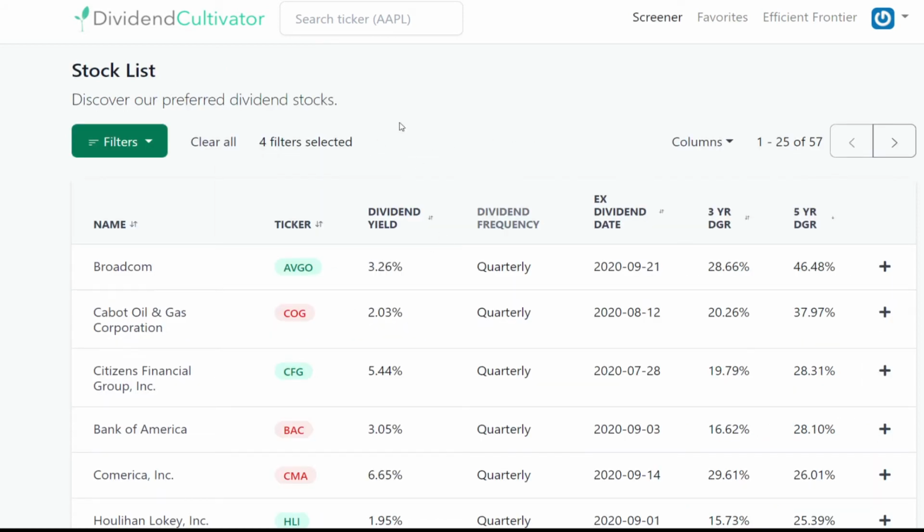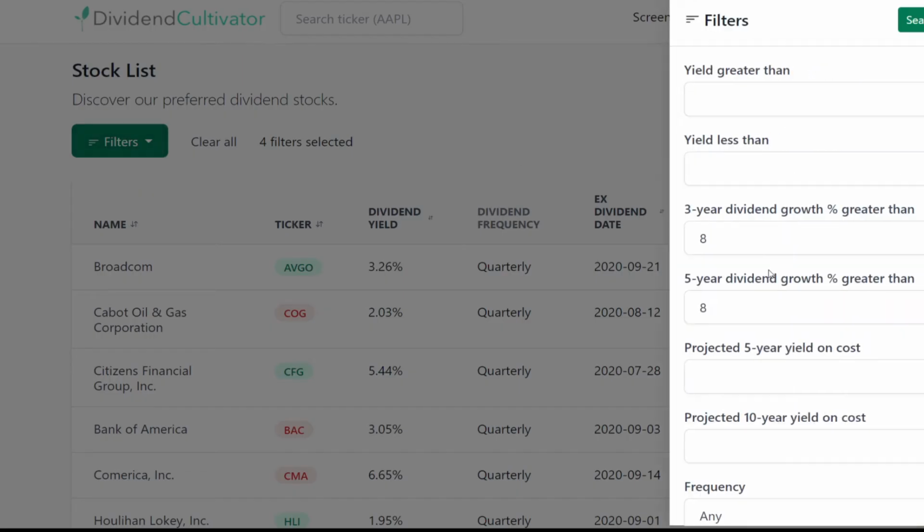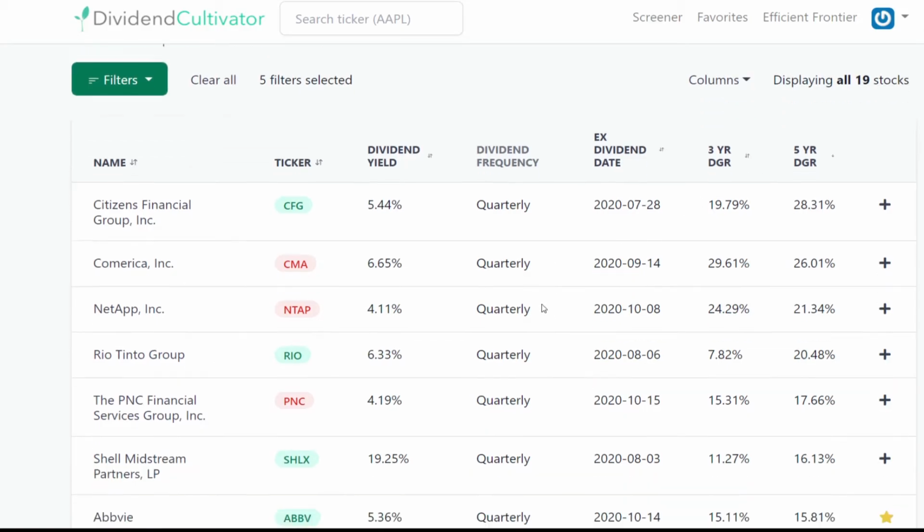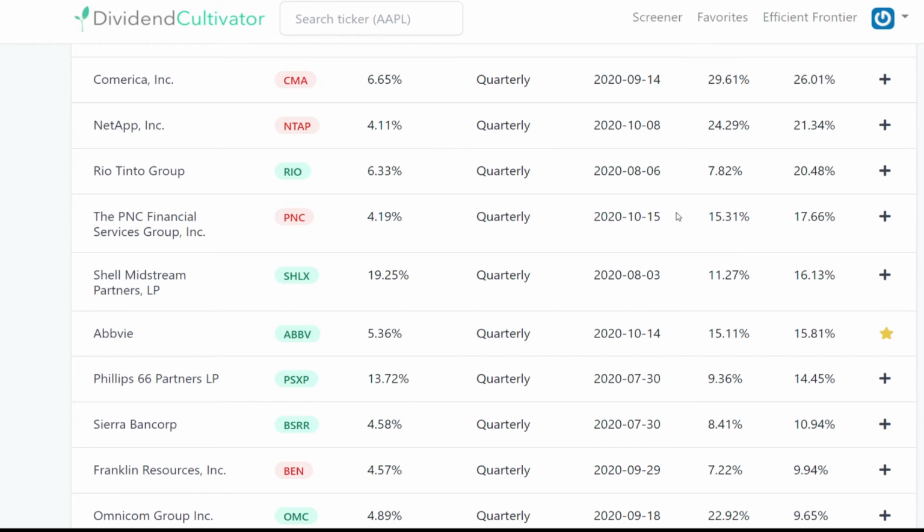Okay, but yeah, I mean that's pretty much it. So there's tons on here. You know, you can filter it based upon what metrics you want. So if you want a higher yield, let's just say we want that, and let's just lower this a little bit, maybe to like 6% dividend growth rates. So I mean, you can definitely filter this data down however you'd like.